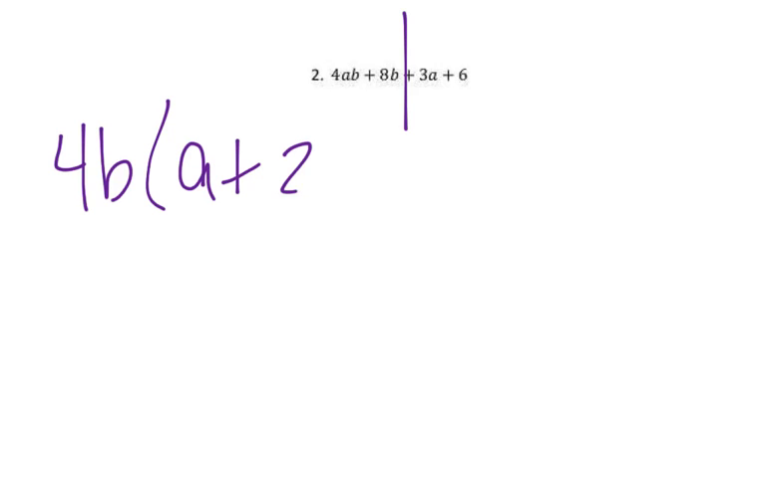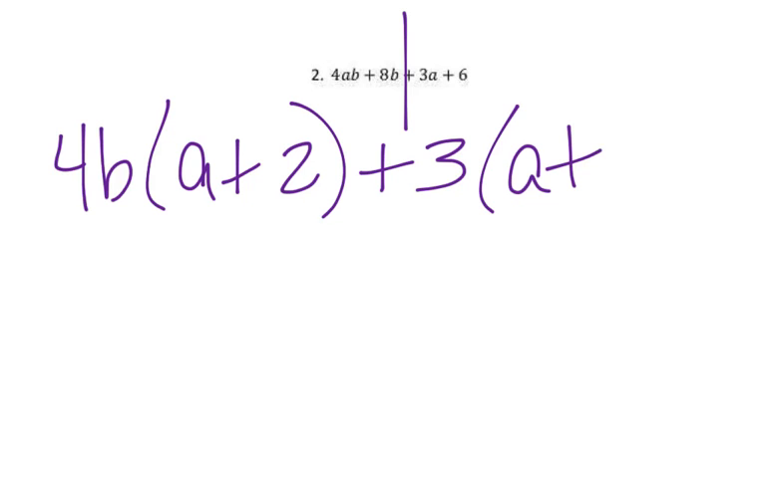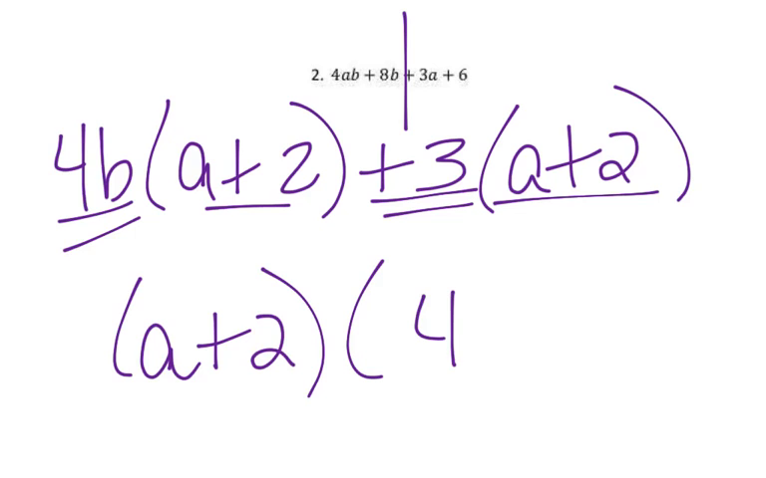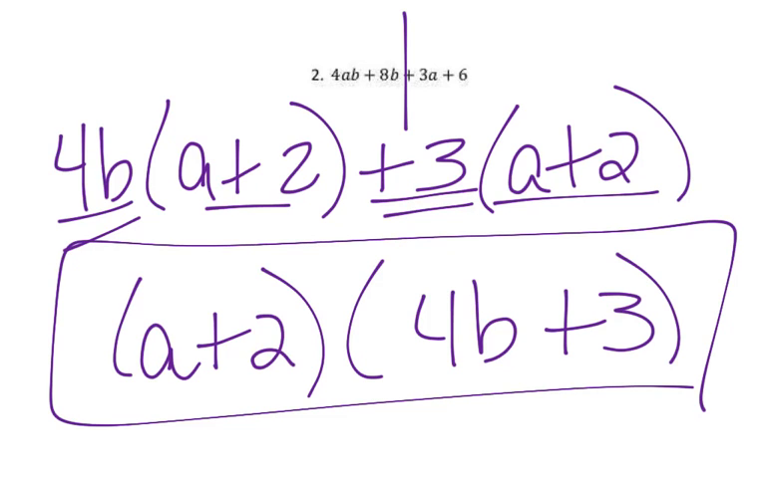So we're going to split it in half. 4 and 8 both divide by 4. Both of them have a b. So we're going to pull out a 4b. That leaves me a plus 2. Bring down the plus. These both divide by 3. And it leaves me a plus 2. These are the same, which is a good thing. So a plus 2 is part of it. These go together for the other one, 4b plus 3. This is my answer.